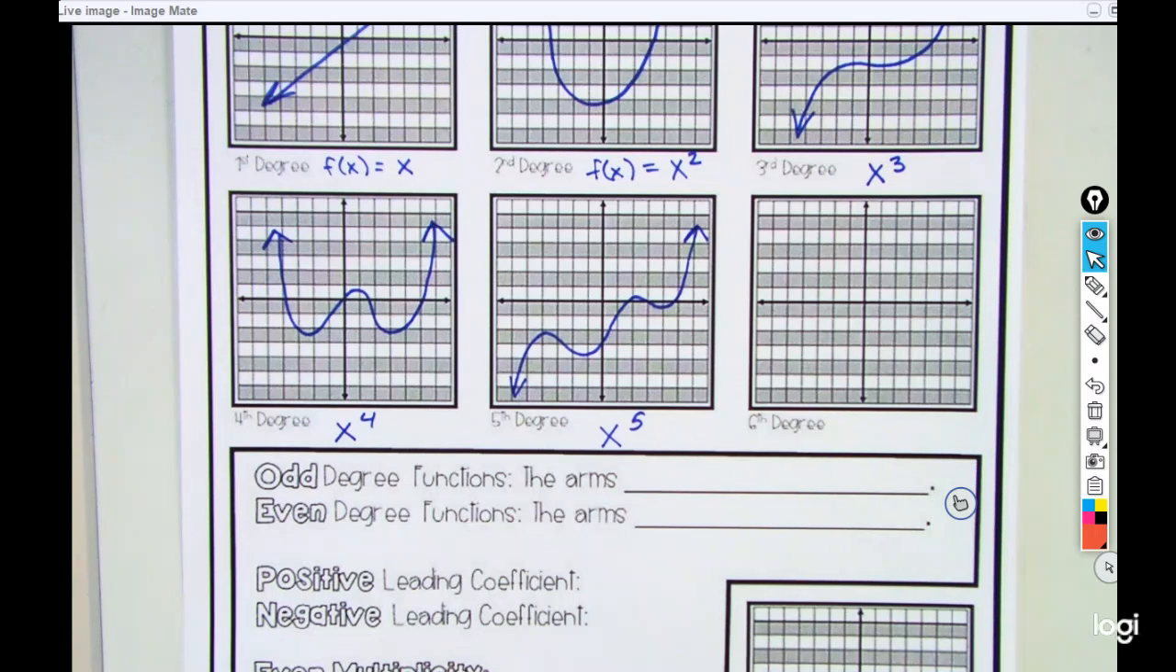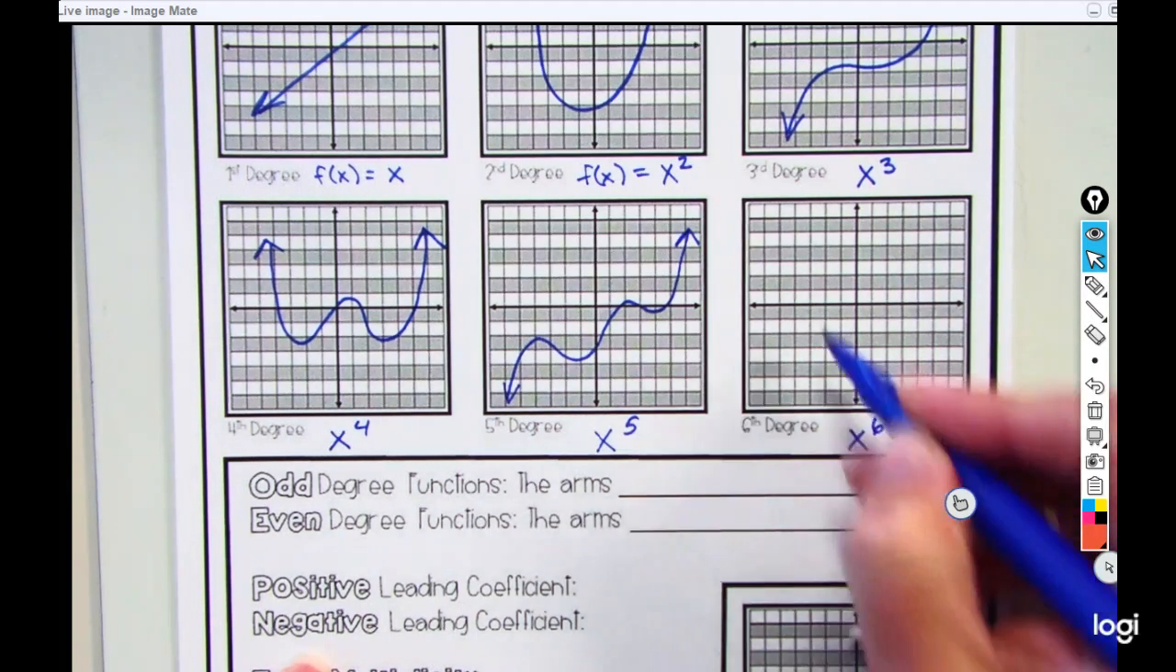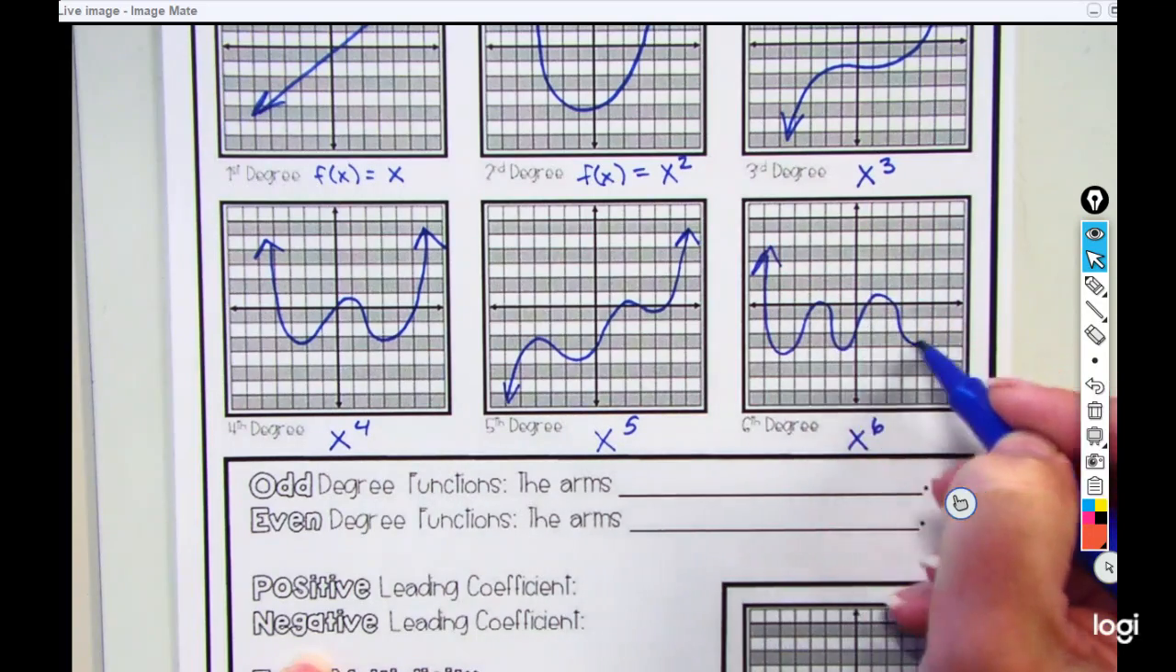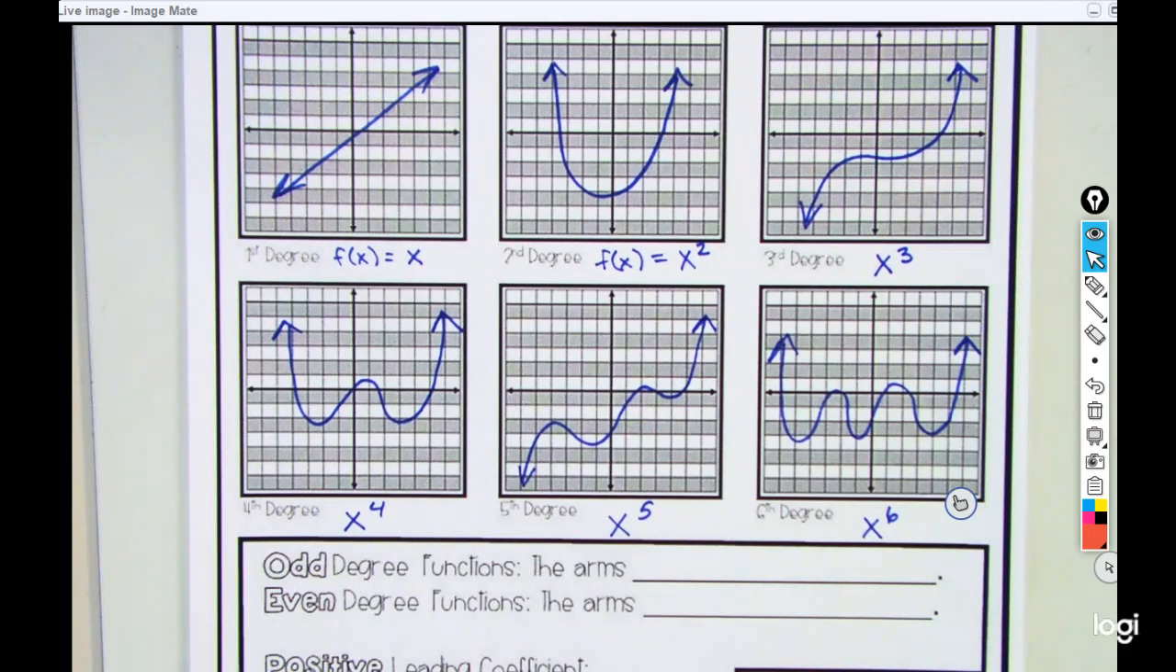Do those lines, like on 3, 4, do they go up forever? Yes. Only those numbers go up. And degree 6. Wowza. So let's see if we can use some deductive reasoning and come up with some common things about these guys.